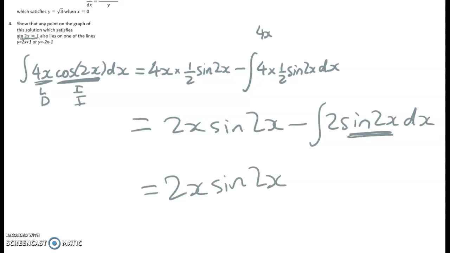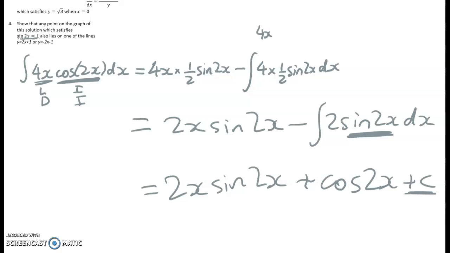Now think about where this came from. Cos of 2x will differentiate to give me negative 2 sine 2x, which is exactly what I want. So this has come from plus cos of 2x, and don't forget the plus c, right? You've got an indefinite integral there. So that's the first bit done.